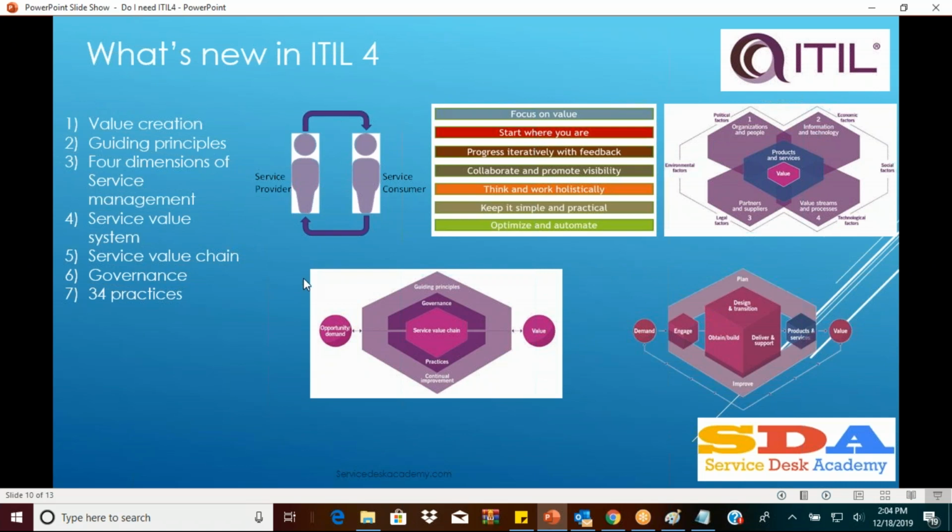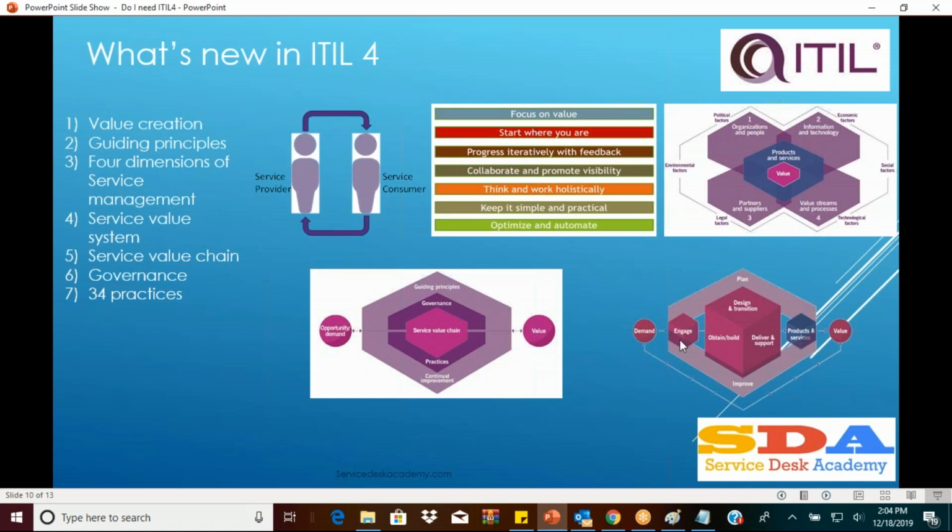We have governance, which talks about evaluating, directing, and monitoring your IT services, your 4 dimensions, that is your organization and people. So it's not just that you are managing your IT services, you also need to manage your people. You also need to manage your information and technology. You also need to manage your partners and suppliers. You also need to manage your value streams and processes. So ITIL 4 talks about all this kind of exciting stuff.